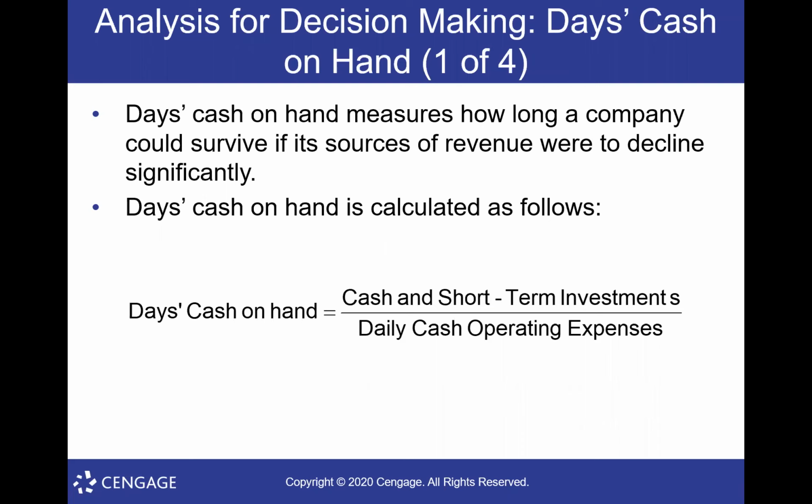Days cash on hand. This is a way to find out an average of how much cash you usually have available. This is valuable because if you run out of cash, you're kind of dead in the water as a business, right? Your employees love you, but they probably won't work for no pay. Your suppliers love you, but they probably won't keep supplying you if you can't pay them. So knowing how much cash you have on hand on average can help you make other business decisions. So the formula is cash and short-term investments divided by daily cash operating expenses.